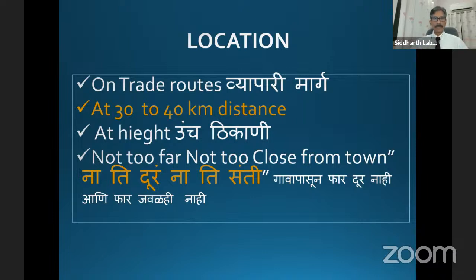And again, one criterion is that the Leni is not too far or too close from the town. Why? If the town is very close to the Leni, the monks who are meditating there or reciting their Dhamma study will get disturbed. Number one. If the town is far away, then the monks have to go on alms round, getting food, pindapata, so it will be more inconvenient for them. Therefore the location is not too far, Nati Dura and Nati Santi. This is the criteria of the location of the Leni. These are 4 criteria, right?